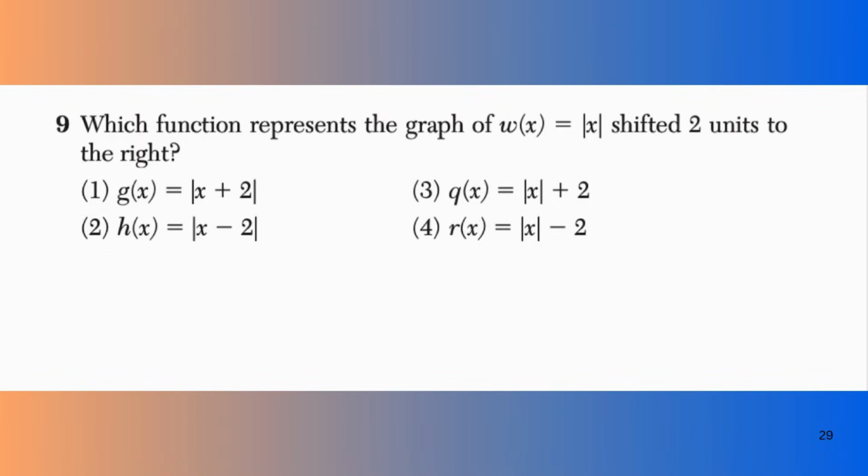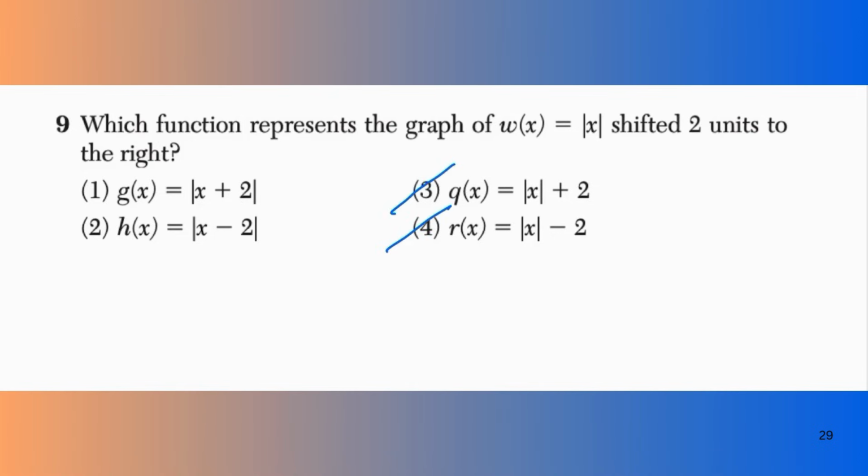Number 9, which function represents the graph w of x equals absolute value of x shifted 2 units to the right? Now, you can either remember the rules for shifting parent functions, or you can just grab your graphing calculator and graph it and see which answer choice makes it move to the right. So I'll give you the rule first. If we want to shift horizontally, we want to shift left and right, then we're going to make the change inside of the absolute value bar.